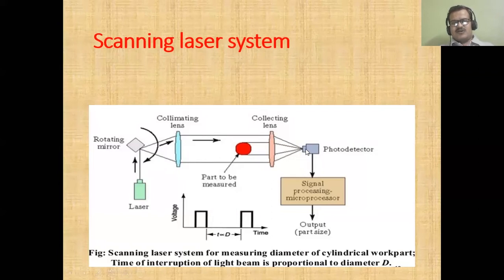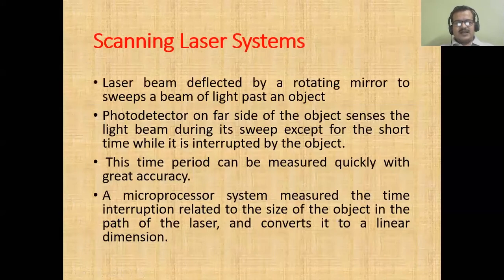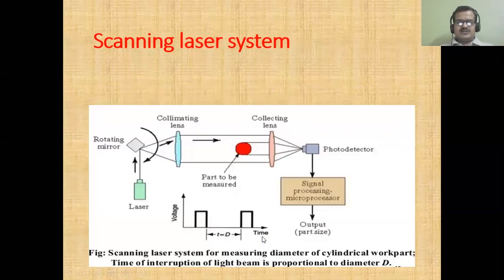After collecting, a photo detector is there on the other side, and this is the part to be measured. And this is the collecting lens, and on the other side of the collecting lens, you have a photo detector, right? So this photo detector senses the laser beam, and then the signal processing microprocessor will interpret the result, either part size or whatever we want to measure, right? So a microprocessor system takes the time interruption related to the size of the object measured in the path of the laser and converts it into a linear dimension, right?